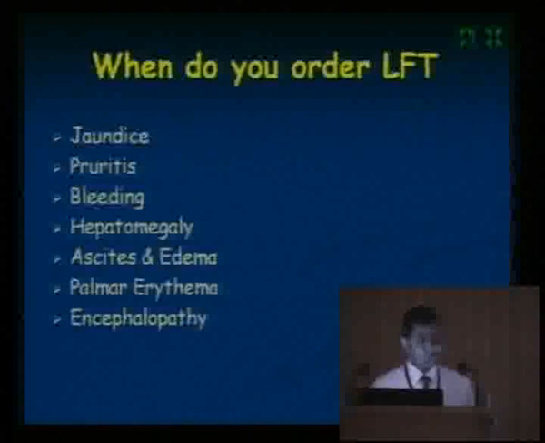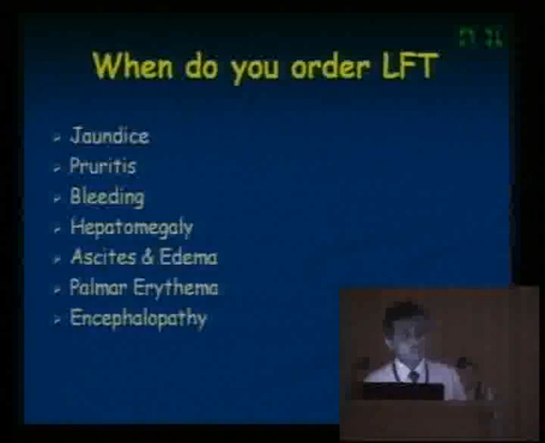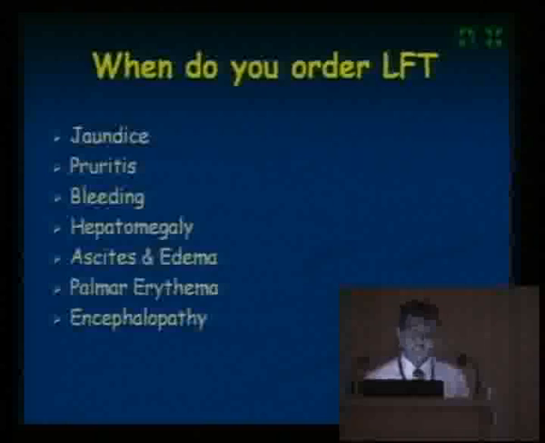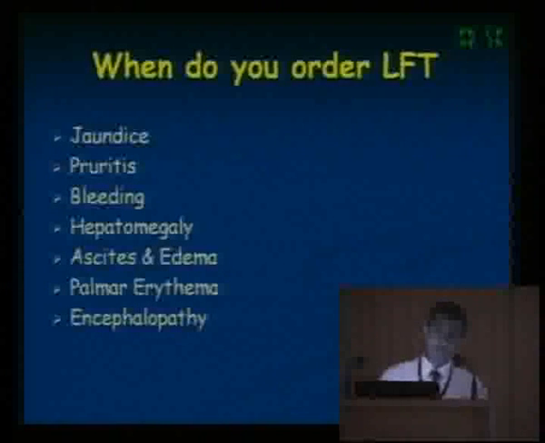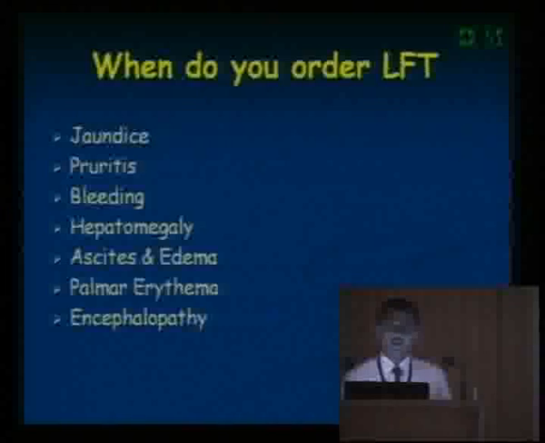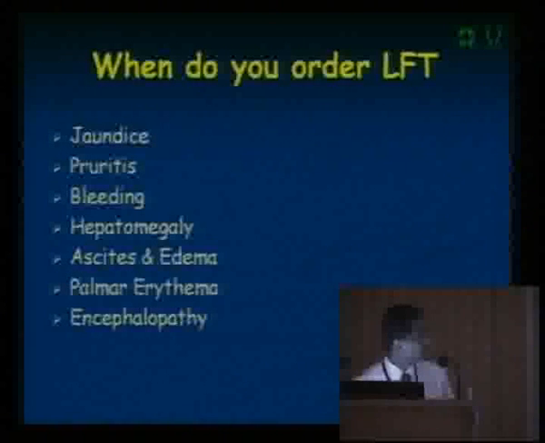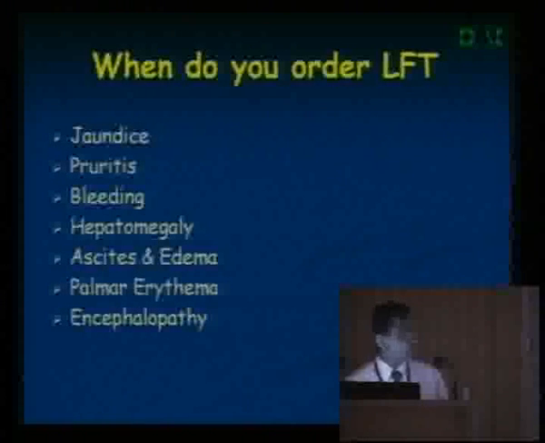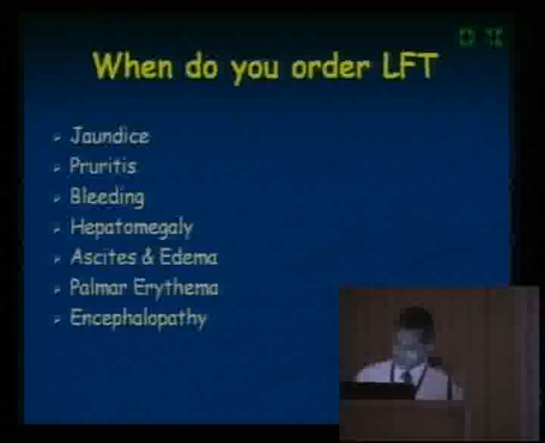Hepatomegaly is non-specific, most of the time you may have normal liver functions. It may be just part of any systemic illness. Ascites, cardiac, renal, and malnutrition, like that. Palmar erythema, encephalopathy may not be related to the liver.